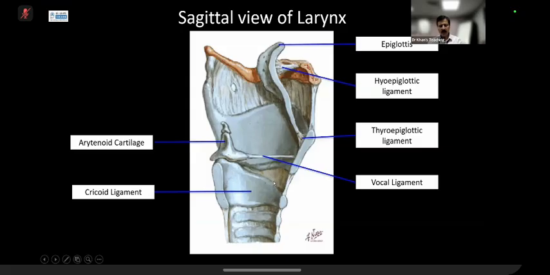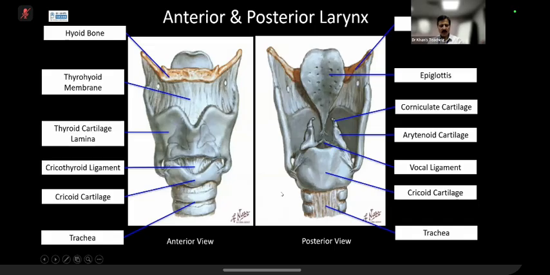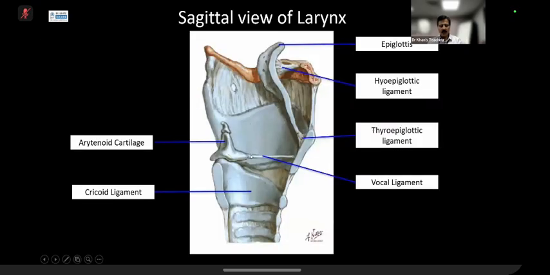Now, the cricoid cartilage: you see there is a membrane between the thyroid and the cricoid cartilage anteriorly. Another point is that on top of the cricoid cartilage, the arytenoid cartilage sits. And if you look at this lateral view, this is a very important level. This is the level of the true cords.